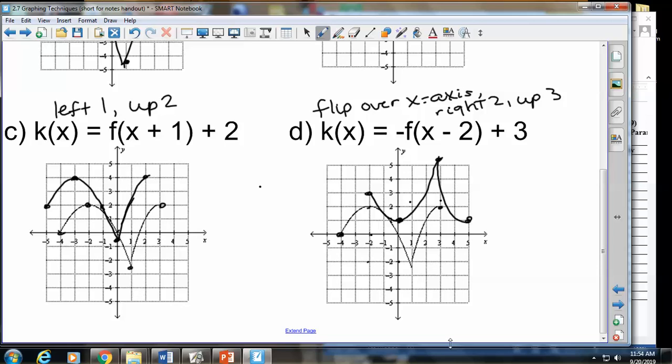Okay, so same concept, you just didn't have a parent function that you could have graphed on your calculator. You had to think about it by hand. Any questions there?